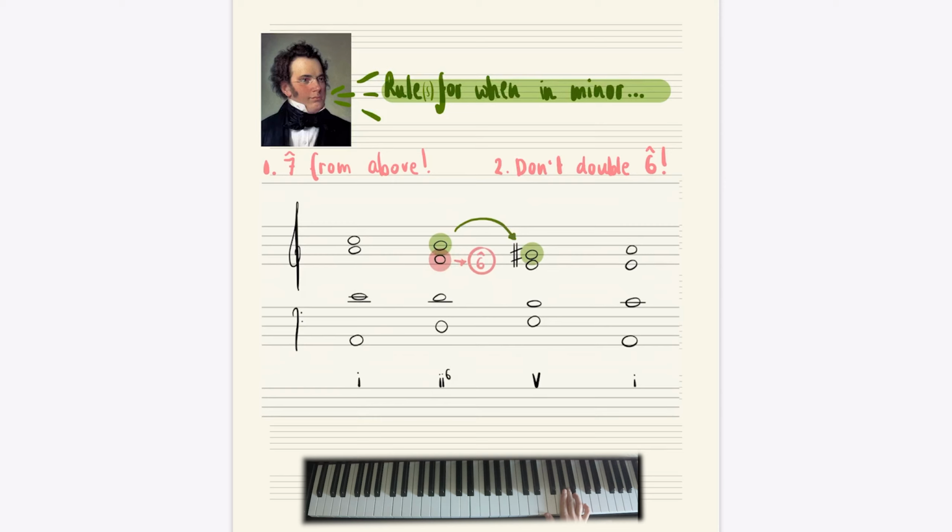If you remember about these two rules, you are going to be safe and you're not going to fall into the trap of the illegal parallel intervals or into the trap of making one of your voices sing that uncomfortable interval of the augmented second.